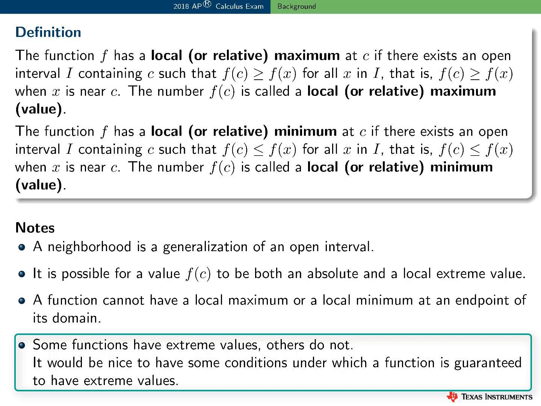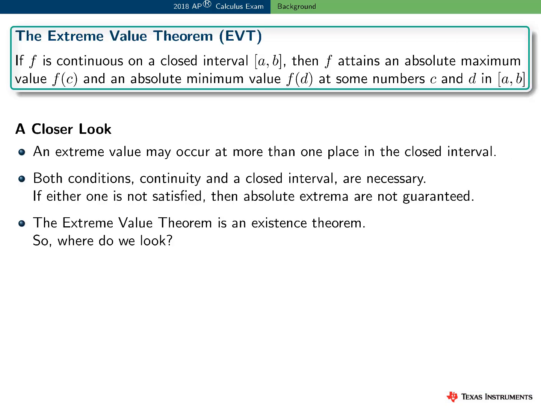So it would be nice to have some conditions under which a function is guaranteed to have extreme values, so that I'm not searching in vain. The extreme value theorem gives us some conditions under which a function is guaranteed to have extreme values. It says that if a function is continuous on a closed interval a to b, then f attains an absolute maximum value f of c and an absolute minimum value f of d at some numbers c and d in the interval a to b.